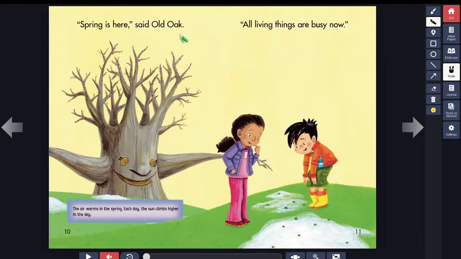"Spring is here," said Old Oak. "All living things are busy now." Here's our interesting fact again. The air warms in the spring. Each day, the sun climbs higher in the sky. That's the season we are actually in now.